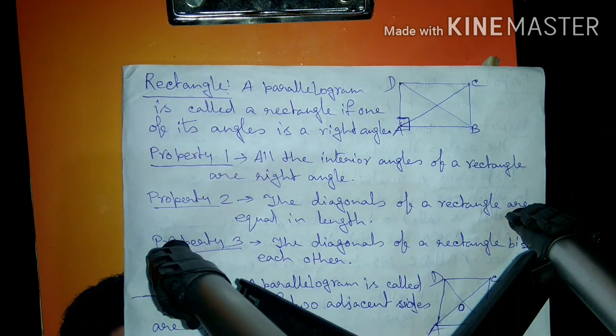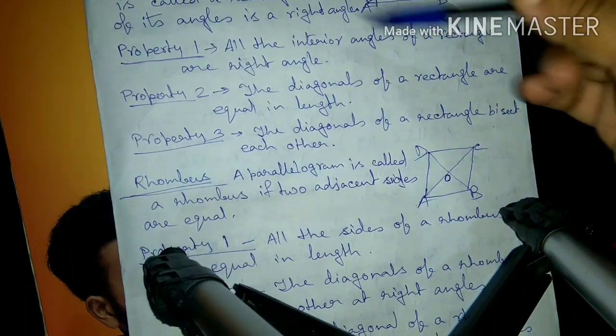So if a rectangle is a parallelogram, that means all the properties of a parallelogram apply to the rectangle. Rectangle has the same properties as a parallelogram, yes or no? Along with that, some additional properties are there. So let us see what those additional properties are.